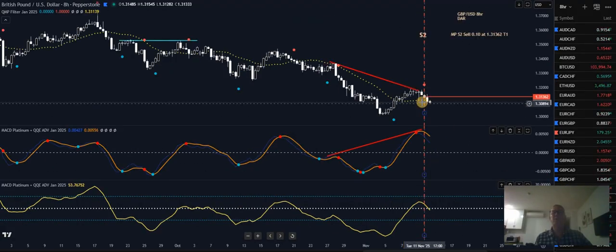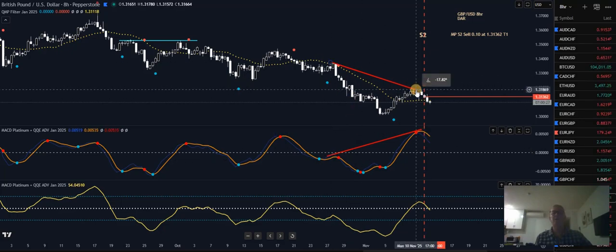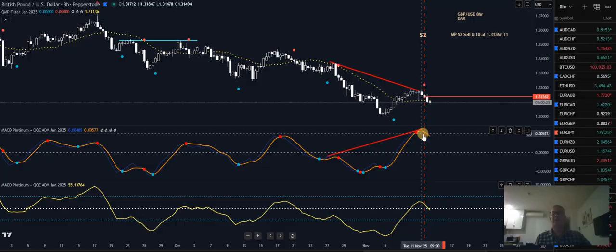Pound USD in a sell, it's an MP, again hidden bearish divergence. Seems to be everywhere in this. Now there goes the EA, this thing. Sell there, sell there. Target's the 0 level on the MACD Platinum. Sorry about the QQE.